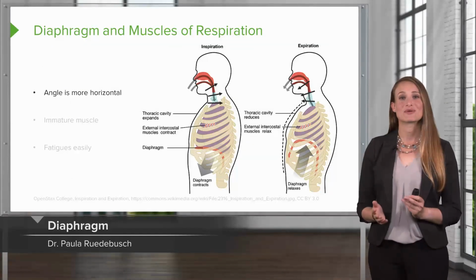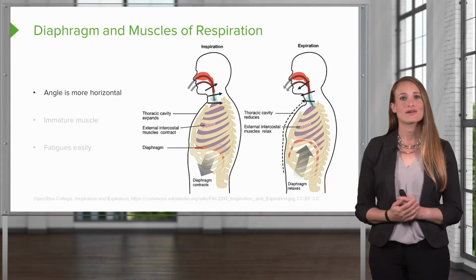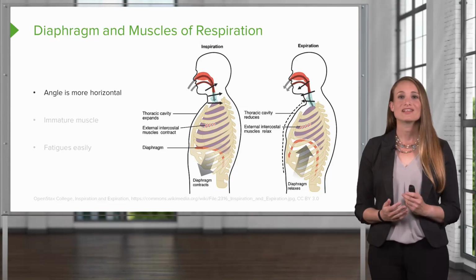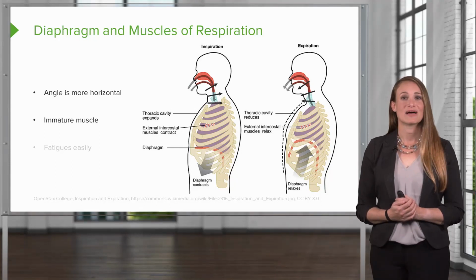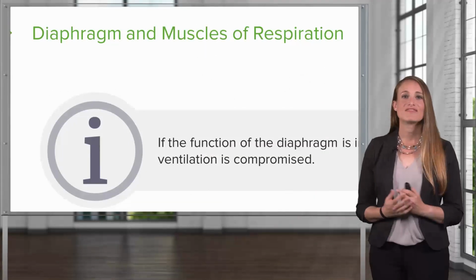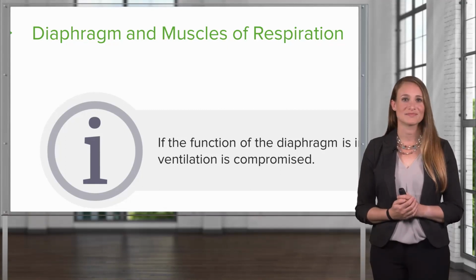The diaphragm is the primary muscle used for inspiration in pediatric patients because the other surrounding muscles are also immature and mostly inactive. The angle of insertion in infants is more horizontal than in older children and adults. The young child's diaphragm has a lower content of high-endurance muscle fibers, putting it at a higher risk of fatigue. If the function of the diaphragm is impaired, the ventilation is going to be compromised.